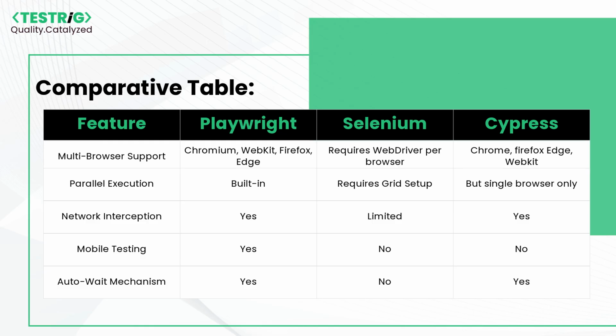Multi-browser support: Playwright covers Chromium, WebKit, Firefox, and Edge with a single, consistent API. Network simulation? Fully supported. Mobile testing? No problem. Auto-wait mechanisms? More intelligent and reliable than ever before.